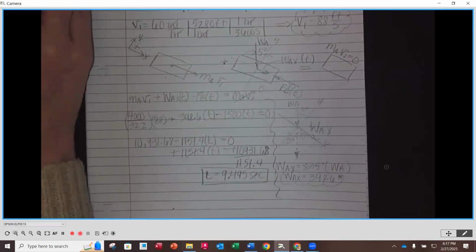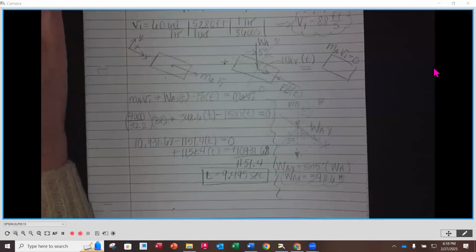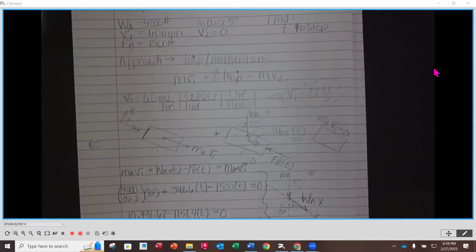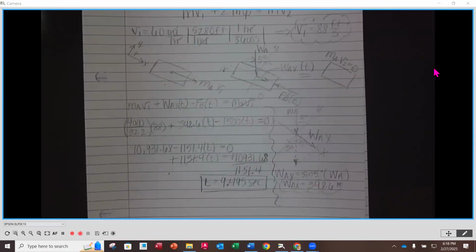Christian got the same number as I did. Excellent, 9.49. Hopefully everybody else got that same value. Good, good, good. And that's what we were looking to solve for: how much time it took to get that automobile going down that 5-degree incline with a 1,500-pound braking force to a stop. It'll take us almost 10 seconds. Isaac got the same thing.